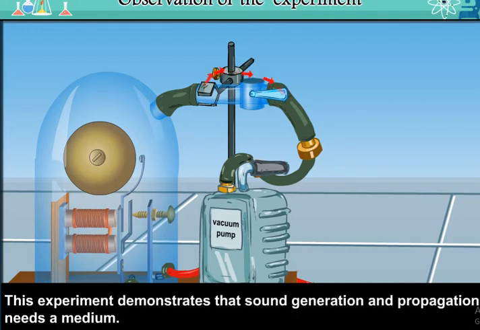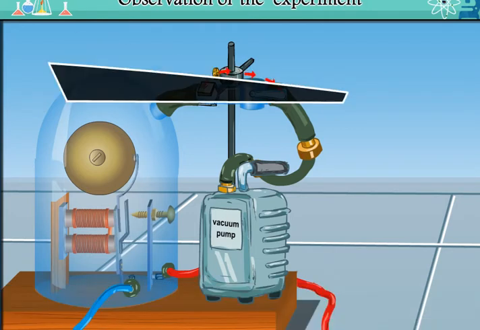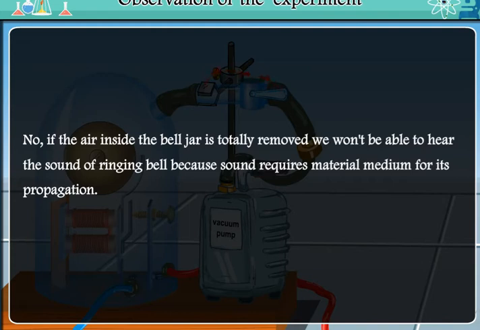This experiment demonstrates that sound generation and propagation needs a medium. If the air inside the bell jar is totally removed, will we be able to hear the sound of the ringing bell? No. If the air inside the bell jar is totally removed, we won't be able to hear the sound of the ringing bell because sound requires a material medium for its propagation.